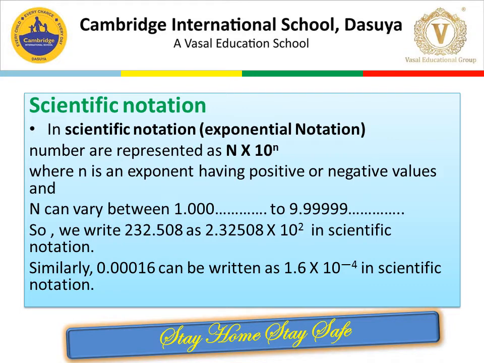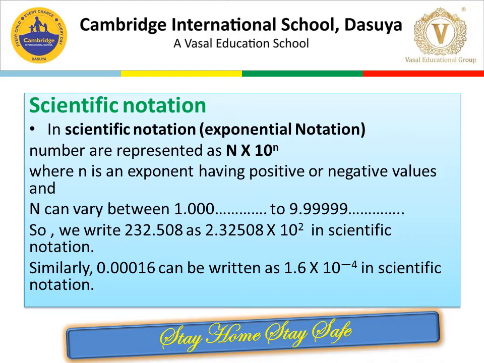Now, what is this scientific notation? In scientific notation, also called exponential notation, any number can be represented in the form of N into 10 power n, where the small n is an exponent and it can have positive or negative values, whereas the capital N can vary between 1.000 to 9.999.